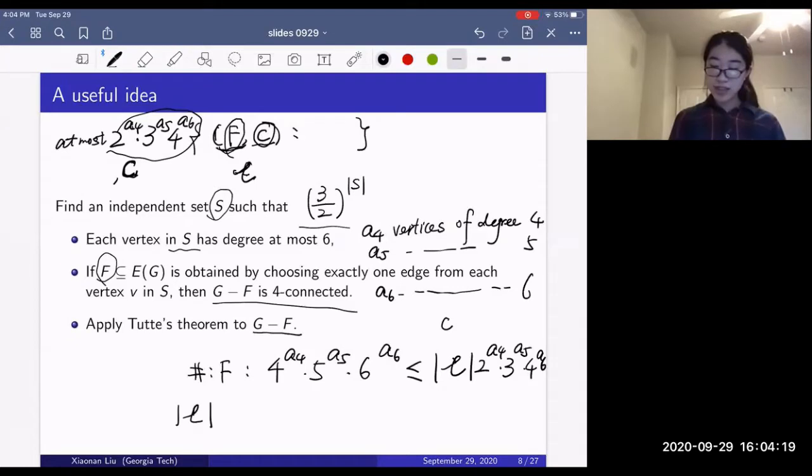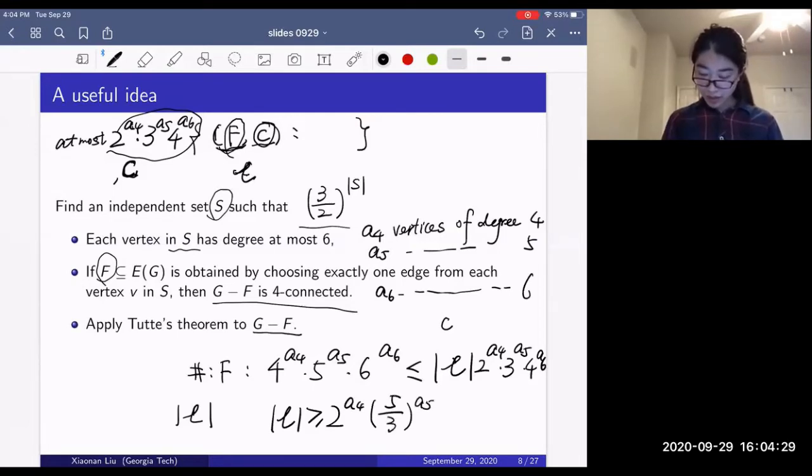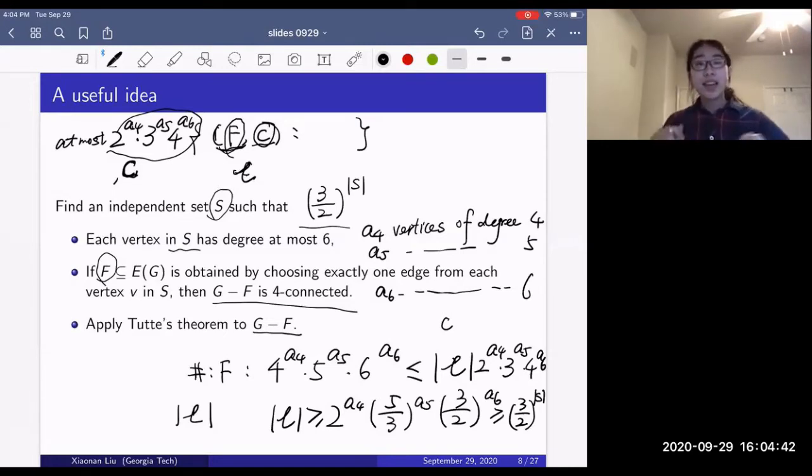Okay, so now we know that the number of Hamiltonian cycles C is greater than 2^A4 times (5/3)^A5 times (6/4)=(3/2)^A6. So now this one is just S, so we get this bound. So it's very important for us to find such an independent set. If we can do this, then we are good. So then the next step.